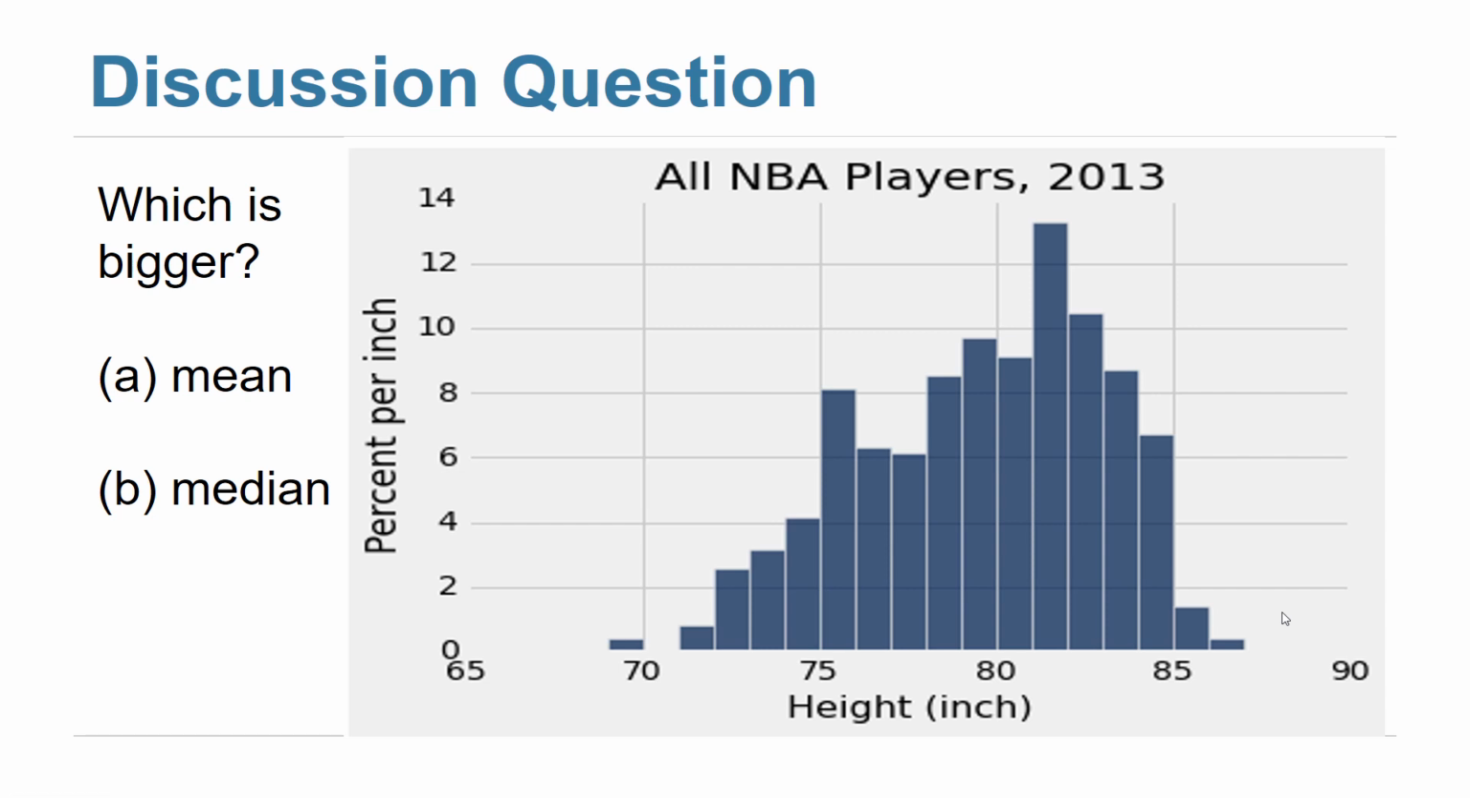Now, here is a discussion question for you. Looking at this histogram of the height of NBA players in 2013, tell me if the mean is bigger than the median or the opposite. Think about whether the histogram is symmetric or skewed, and if it's skewed, where the tail is. And if that's the case, is the median bigger or is the mean bigger? We'll leave that to you.